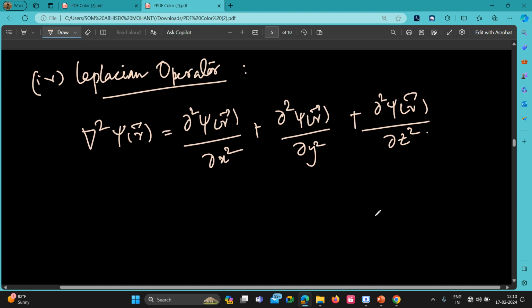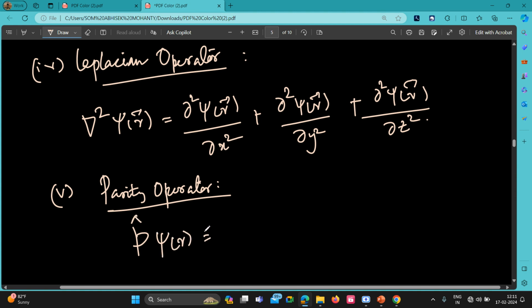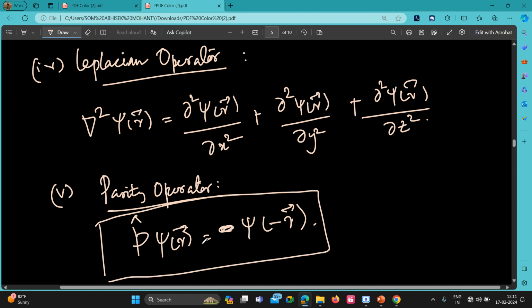Okay. Now finally the parity operator. The final one is the parity operator. What does the parity operator do? Parity operator acting on psi r is equal to, it changes the sign of the argument r. Say psi of minus r. Is it all right? Okay.